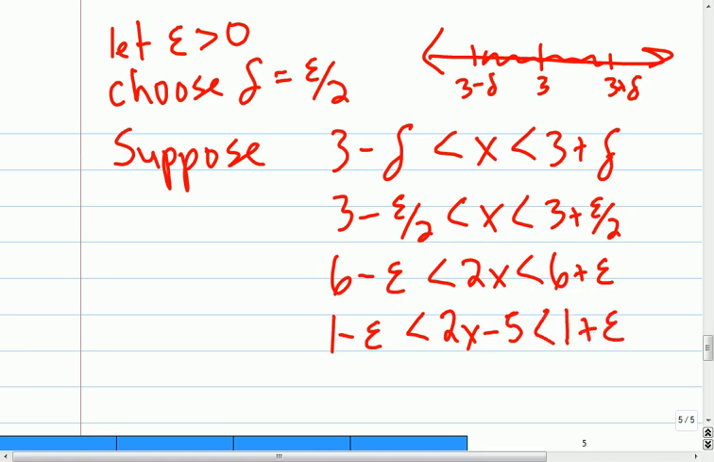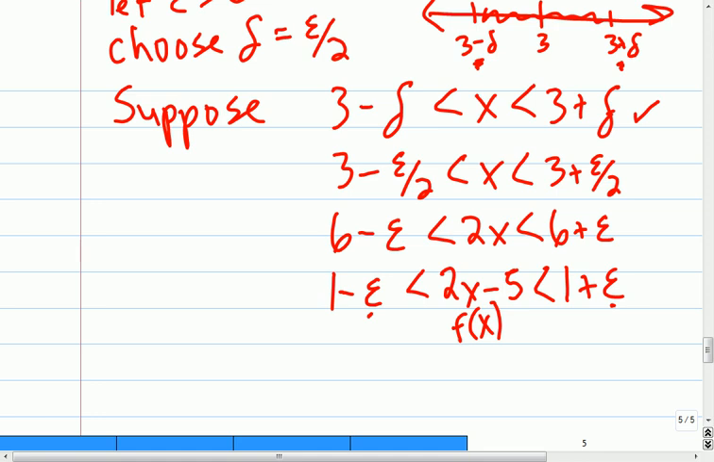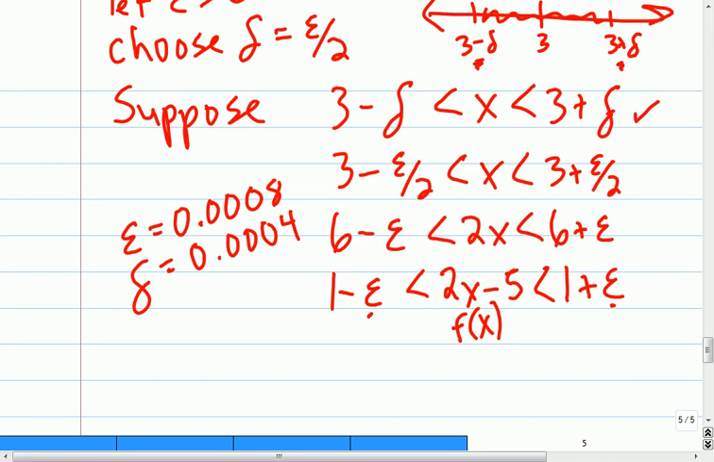So what I'm saying is if you started here that close to the value 3, somewhere between 3 minus delta and 3 plus delta, the graph will end up within epsilon of 1. So if you give me a number, now I have a way of showing you how closely I can get to the limit. Any value you give me, I can follow that pattern. If you said I would like this graph to be accurate to 0.0008, then I would know that delta has to be 0.0004. That's how close I have to be to the number 3.